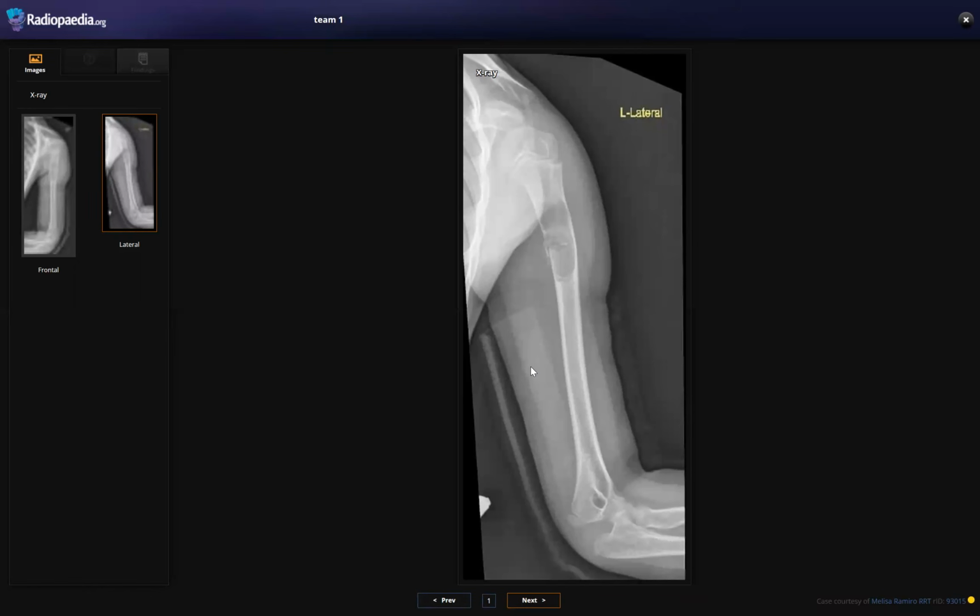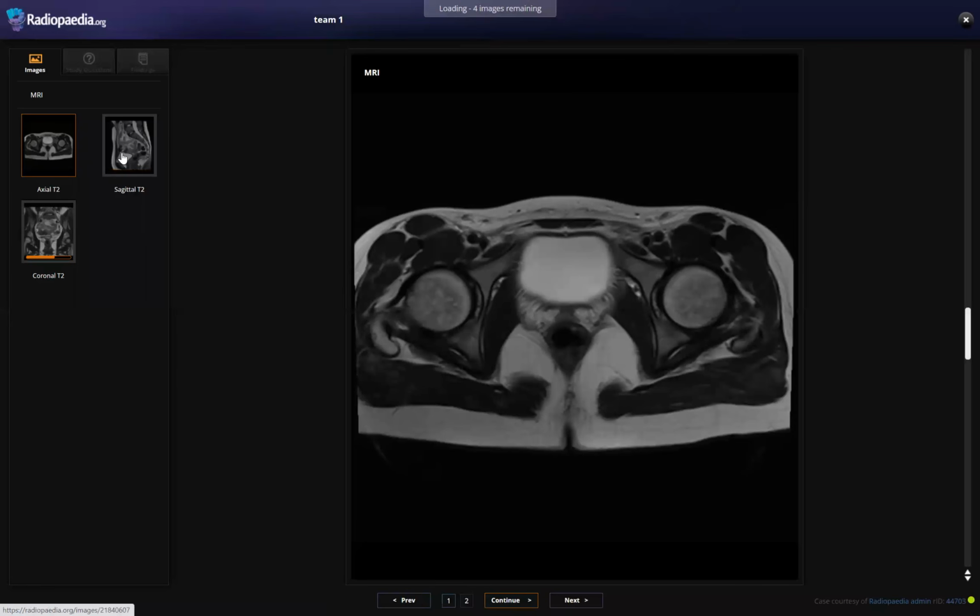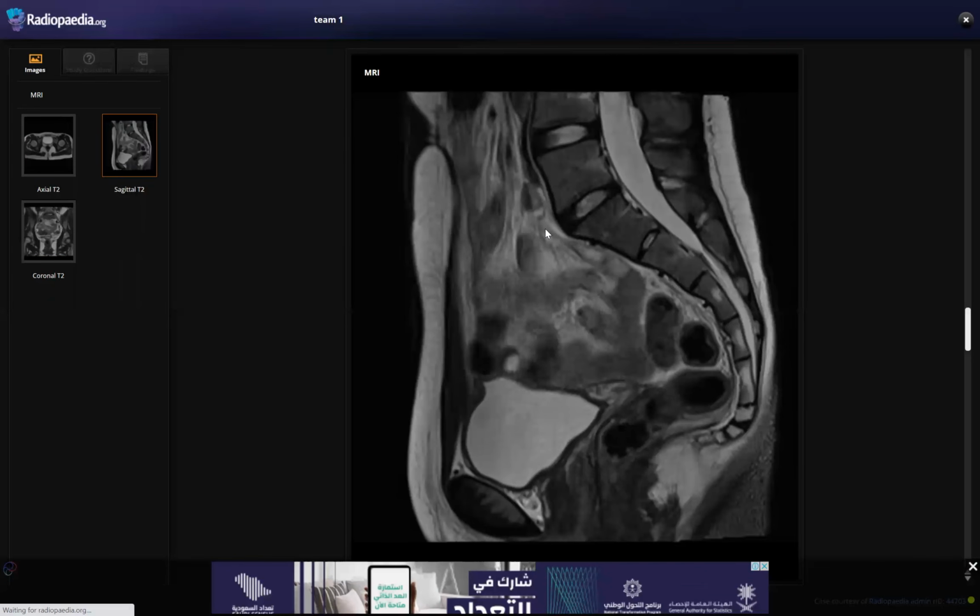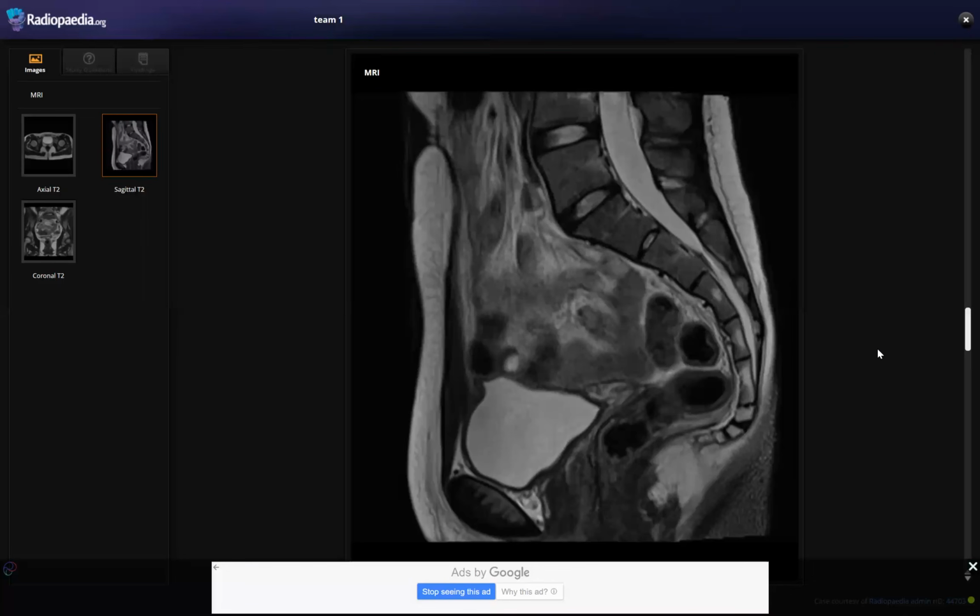Next case is an 18-year-old female who presented with primary amenorrhea, and we do an MRI. Which sequence would you like to start with? If available, I will start with the T2 sagittal. Sorry, I forgot the age of the patient. 18. So I have been provided with the MRI pelvis of an 18-year-old female presenting with primary amenorrhea. Can I ask for control? You can ask. Thank you.